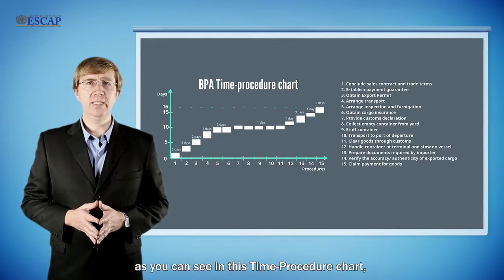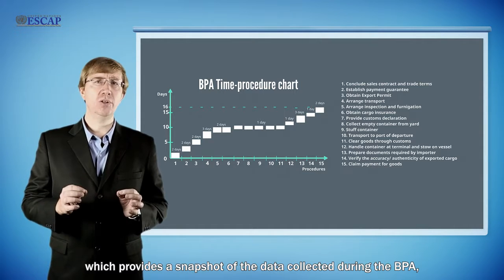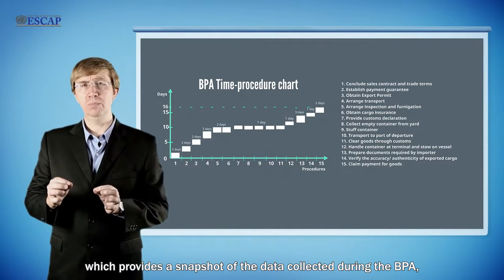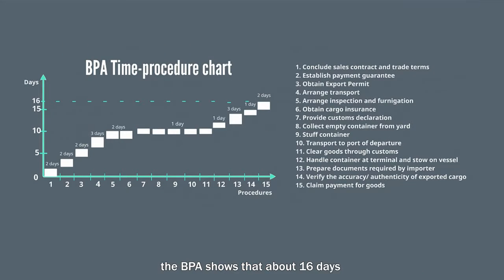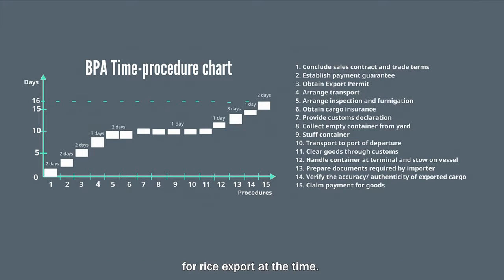Overall, as you can see in this time procedure chart, which provides a snapshot of the data collected during the business process analysis, the BPA showed that about 16 days were required to fulfill all the procedures and documentation handling for rice exports at the time. 15 distinct procedures could be identified as part of the trade, transport, and regulatory process chain for rice export.